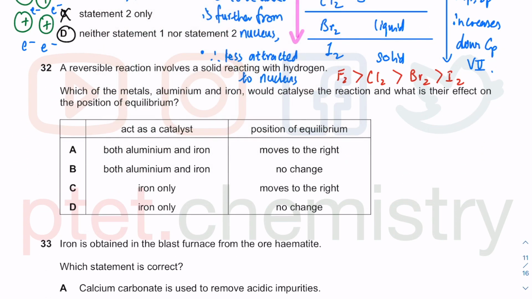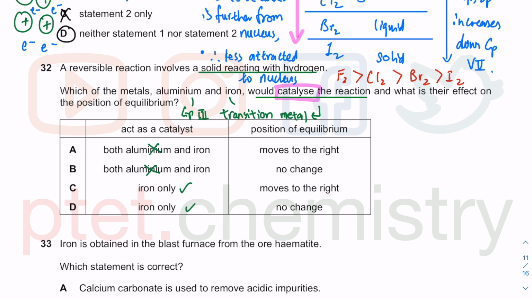Question number 32, we have reversible reactions. A solid reacting with hydrogen. Which one would catalyze the reaction? So these are metals. This is a group 3 metal, whereas iron is a transition metal. Having seen the question, you should see that there is this word called catalyze the reaction. It will make the reaction go faster. It has to be the transition metals, not the aluminium. Therefore, I would have chosen A and B there.